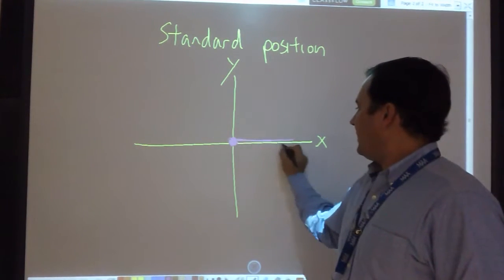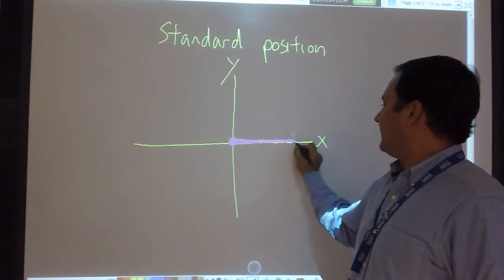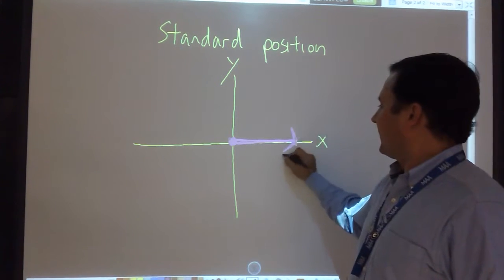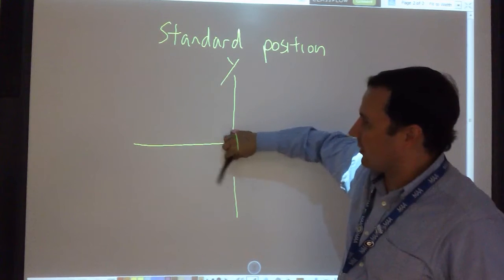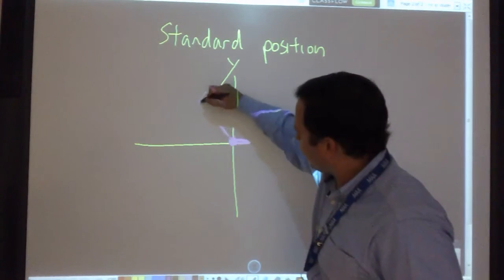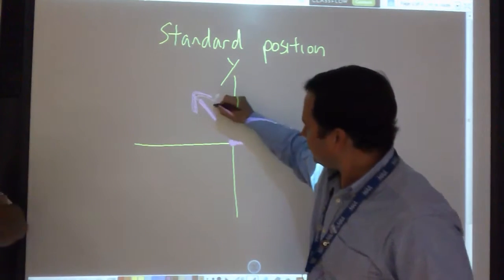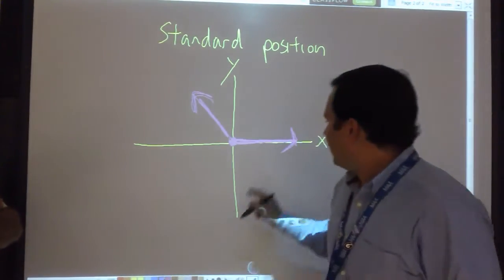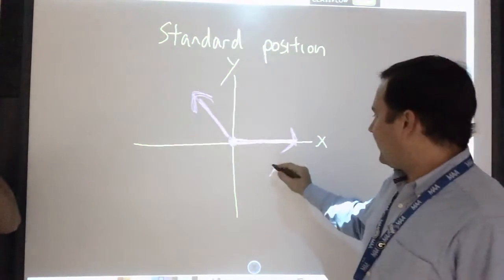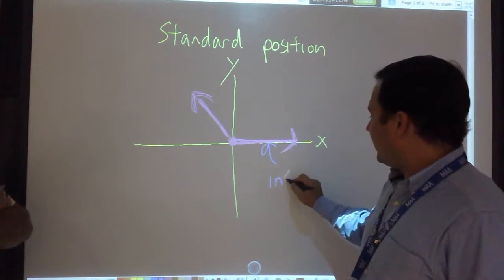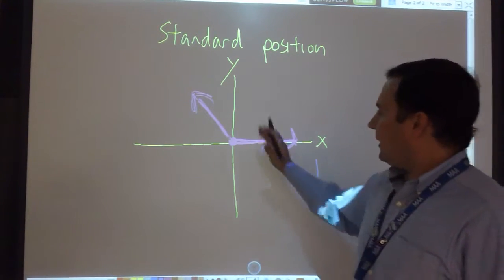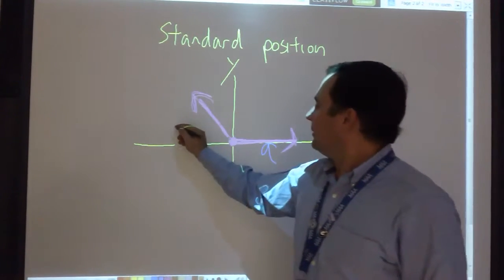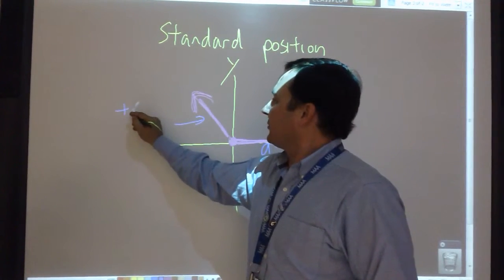And one ray is along the positive end of the x-axis. And the second ray can be pointed out in any direction at all. Let's have this one coming out here. And the ray on the positive end of the x-axis we call the initial side of the angle. And the ray that's pointing out we call the terminal side.